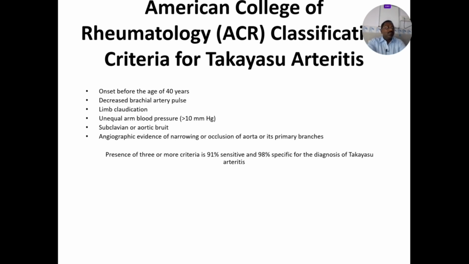Presence of 3 or more criteria out of these 6 criteria is 91% sensitive and 98% specific for the diagnosis of Takayasu arteritis. So these 6 are very, very important points. A is decreased brachial artery pulse, limb claudication, unequal blood pressures, bruit, and angiographic features.